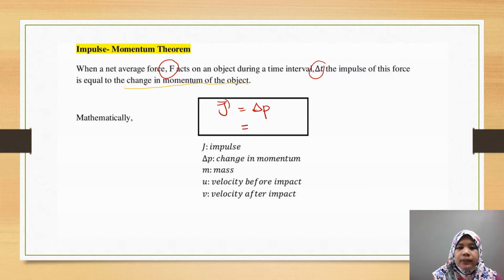Tadi kita dah belajar impulse adalah sama dengan the average force times dengan masa. So delta p adalah sama dengan mv tolak mu. So means that kita boleh use this equation untuk menyelesaikan soalan yang berkaitan dengan impulse and momentum.